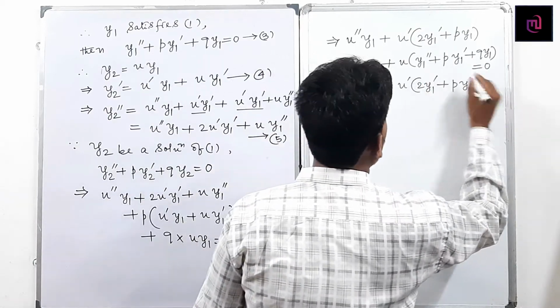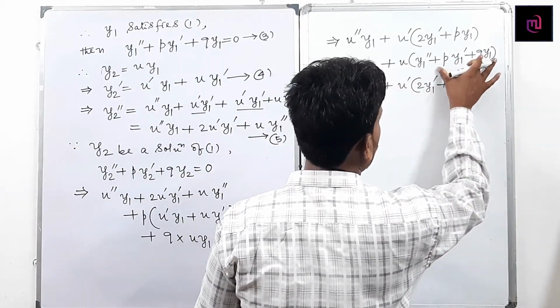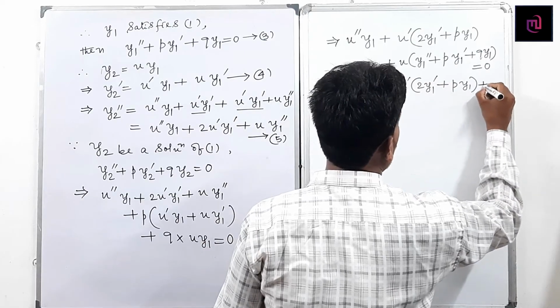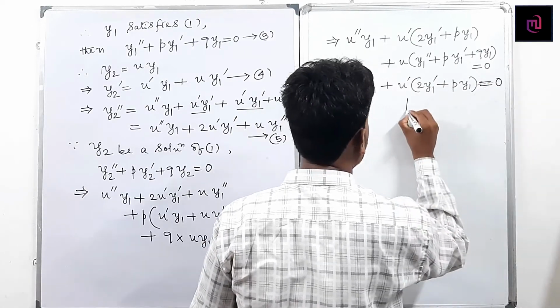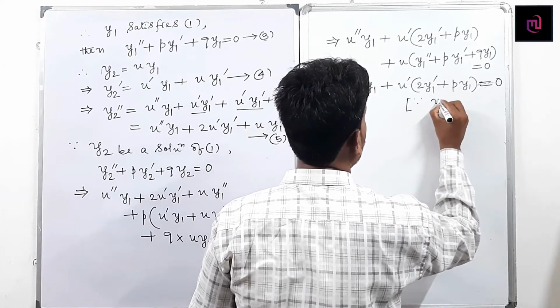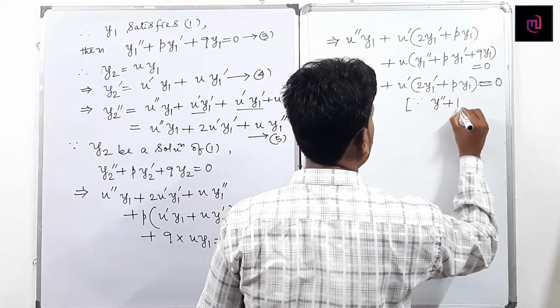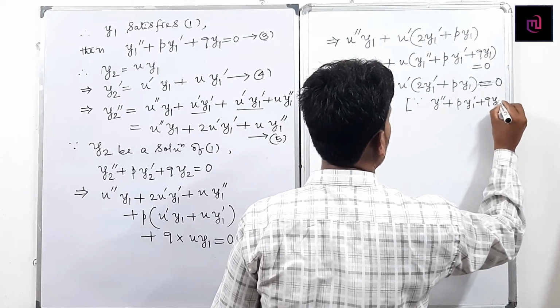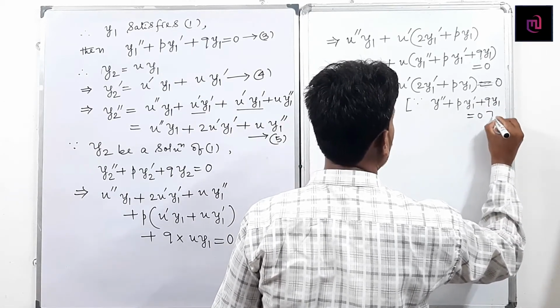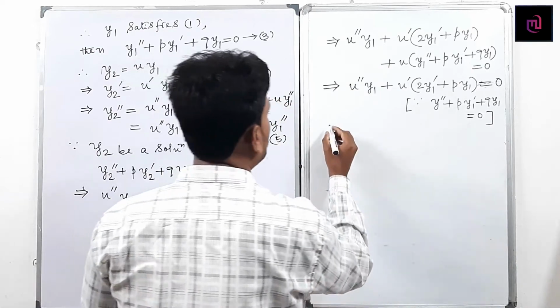So this term becomes 0, plus u into 0, so that part becomes 0. Directly, this part equals 0, since y1 double dash plus p into y1 dash plus q into y1 equals 0.